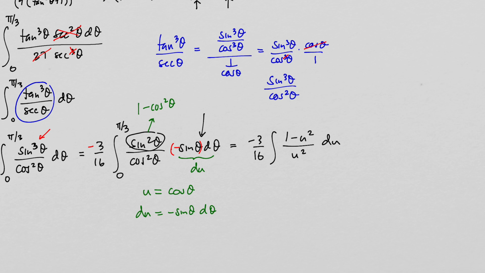And then we got to change our limits again. So if theta is equal to 0, then u is going to be the cosine of 0, which is 1. And if theta is equal to pi over 3, u will be the cosine of pi over 3, which is 1/2.